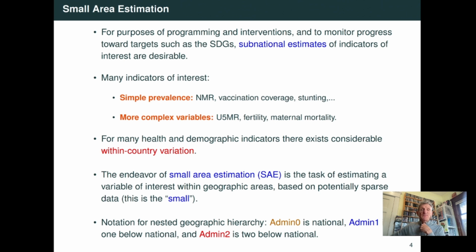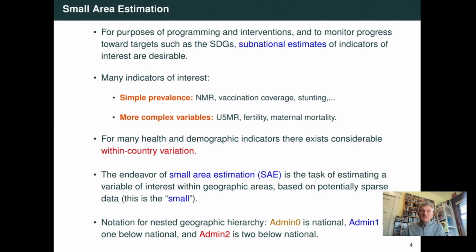Now, for many health and demographic indicators, there's considerable within country variation. So if you look at a variable like a vaccination rate across areas, across districts, you'll see large changes across a country. Large differences. So the idea behind small area estimation is the task of estimating a variable of interest within geographical areas based on potentially sparse data. So this is the small within small area estimation. It's not geographic small, it's is there a sparsity of data. Perhaps in some areas we have no data at all.